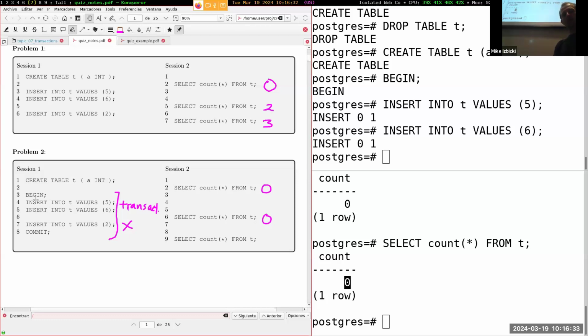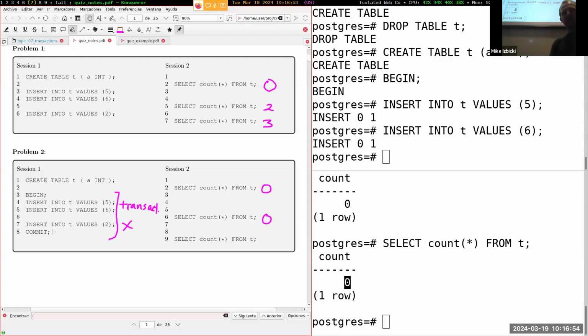But in problem 2, there is a begin and a commit keyword. So there is a transaction going on. And so the results of these insert commands are not available immediately to the other sessions. And so when I run a select count star from T right here, I get a 0 instead of a 2.